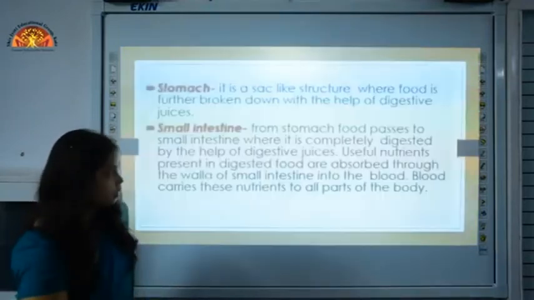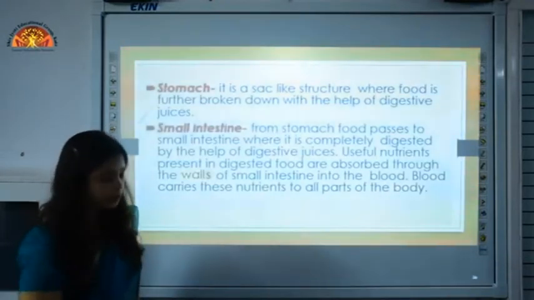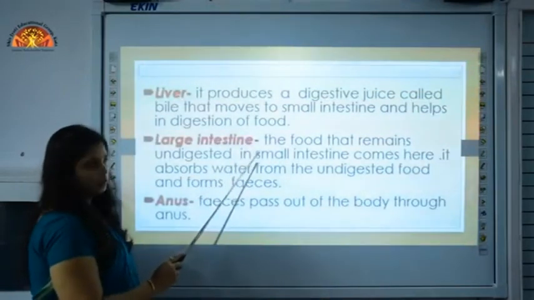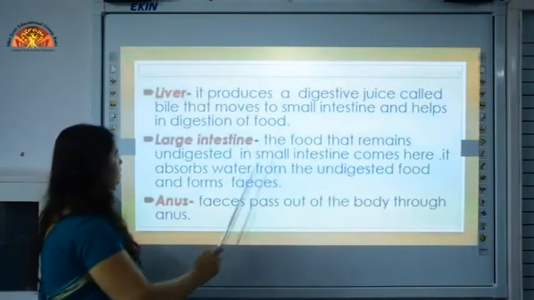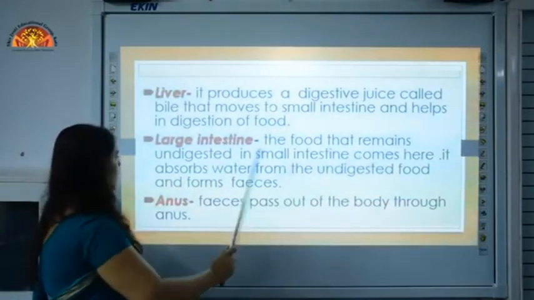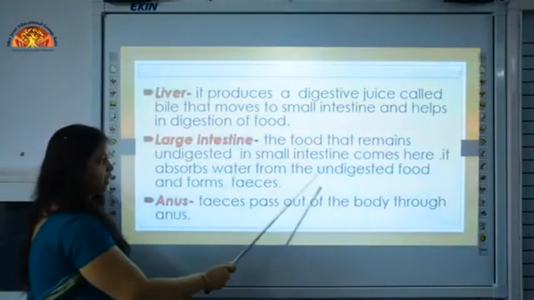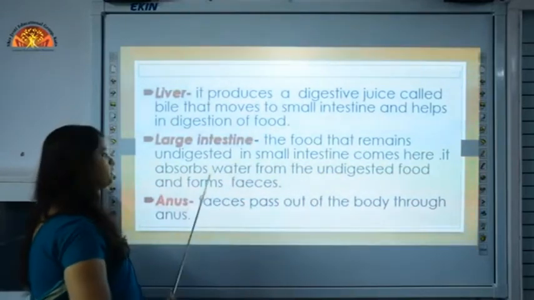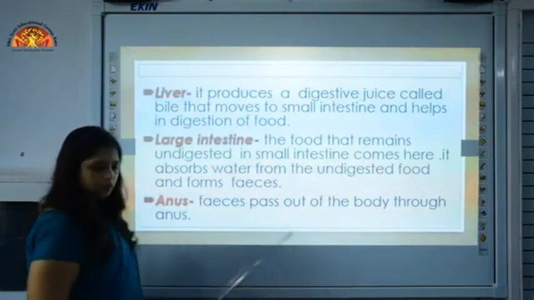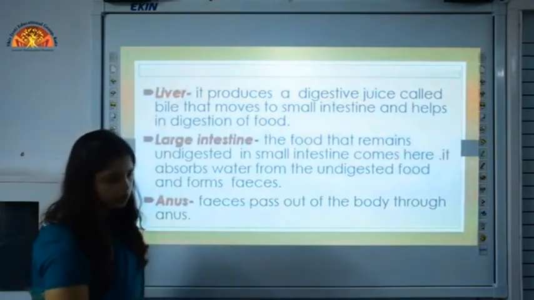Okay. Then after the small intestine and liver, there is the large intestine. The food that remains undigested in the small intestine comes here. It absorbs water from the undigested food and forms feces. Feces pass out of the body through the anus. Again we come to the diagram.